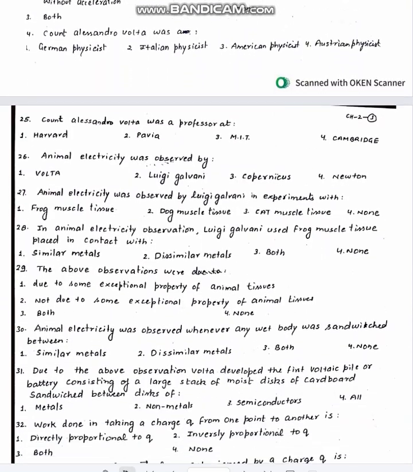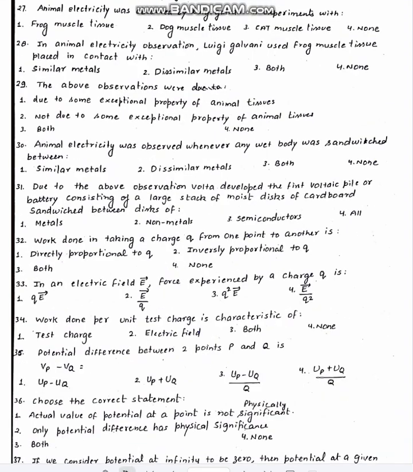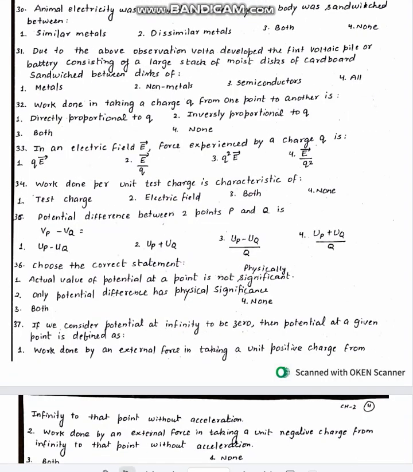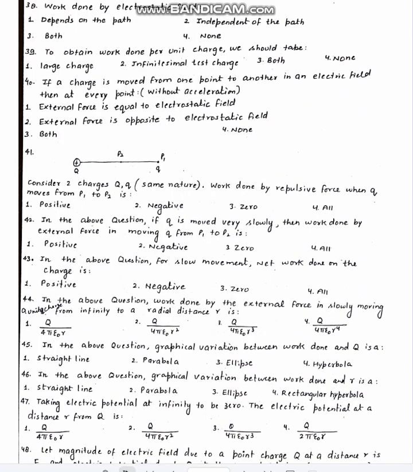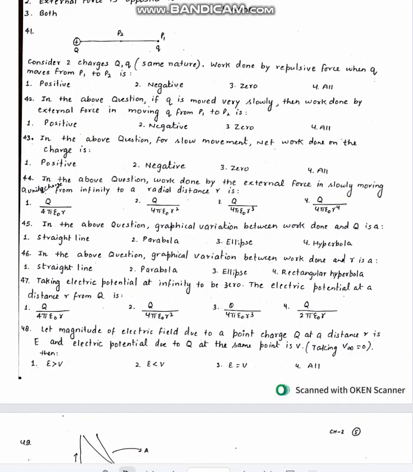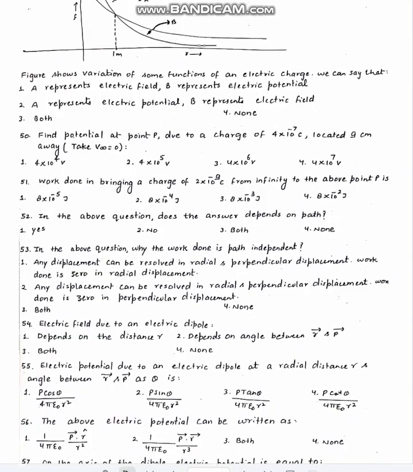Then we have some theoretical questions on animal electricity. Then we have certain questions on force and electric field, then on potential difference. Then we have certain questions on the potential difference due to a point charge in different situations. Then we have concept of work done, then electric potential due to point charge. Then we have graphs based on that.